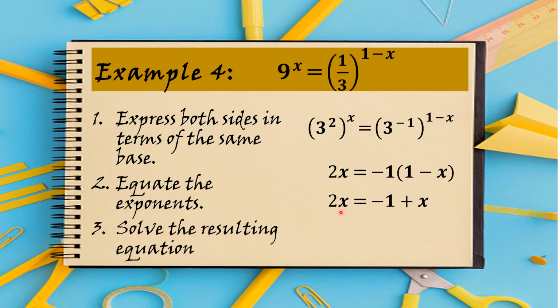And 2x equals -1 multiplied by 1 is -1, and -1 multiplied by -x is positive x. So solve the resulting equation using the addition property of equality, adding -x in both sides of the equation. You will get x equals -1.